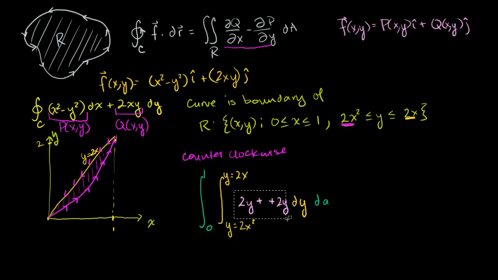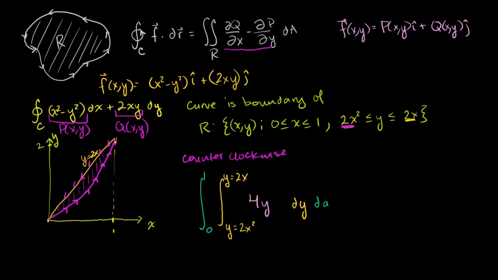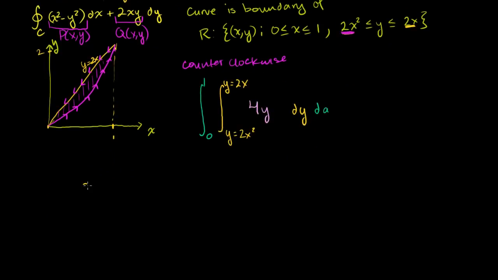I don't want to have to rewrite the boundaries. So that right there is the same thing as 4y. The partial of Q with respect to y is 2y, minus the partial of P with respect to y, which was minus 2y. You subtract a negative, you get a positive, you have 4y. So let's take the antiderivative of the inside with respect to y, and we're going to get 2y squared. If you take the partial with respect to y, you're going to get 4y.